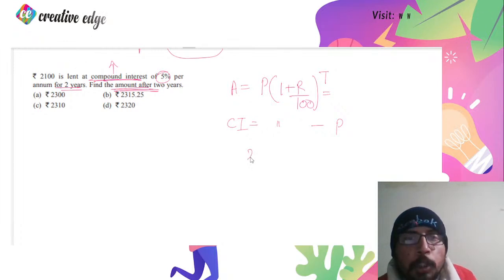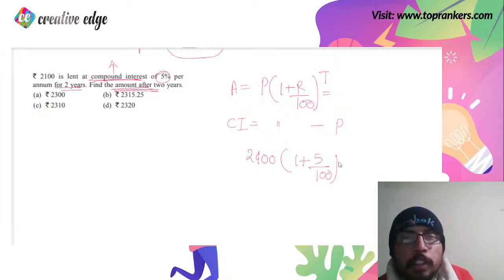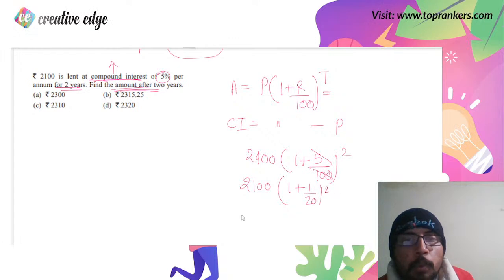So principal is 2100, 1 plus rate is 5 upon 100, time is 2 years. So 5 by 100 is 1 by 20. So this becomes 2100 into 1 plus 1 by 20 to the power 2. That means 2100 into 21 by 20 to the power 2.